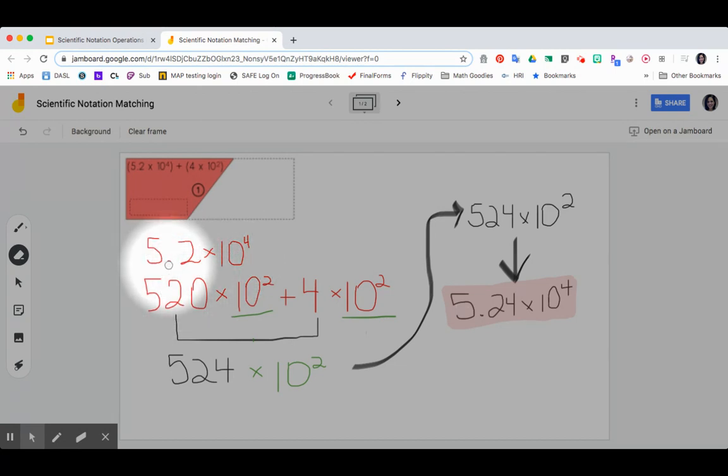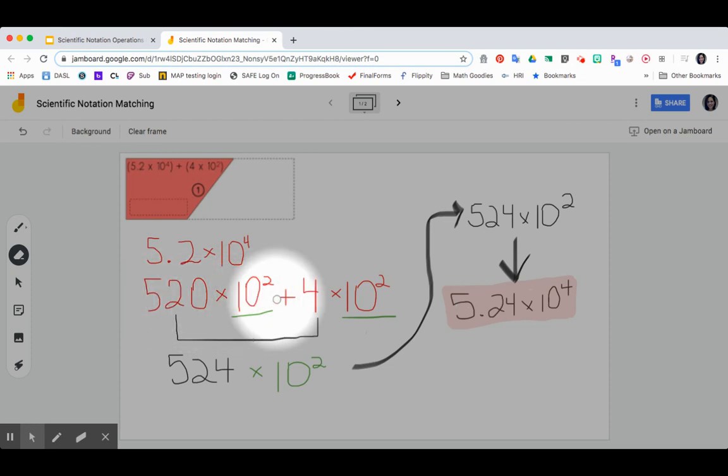So because I moved the decimal 2 places to the right, or I multiplied this by 100, I then have to compensate for that by lowering the exponent. So they have an inverse relationship. I made this number from 5.2 to 520, I made it larger. That means I have to make this one smaller by 2 powers of 10.